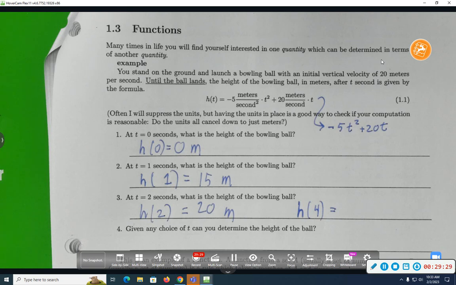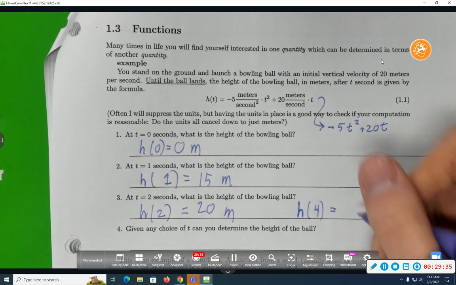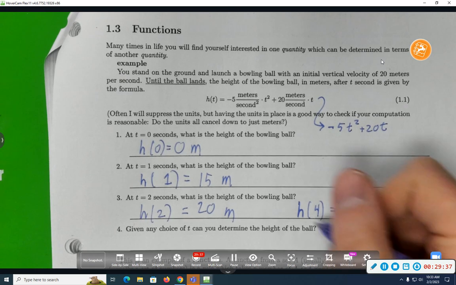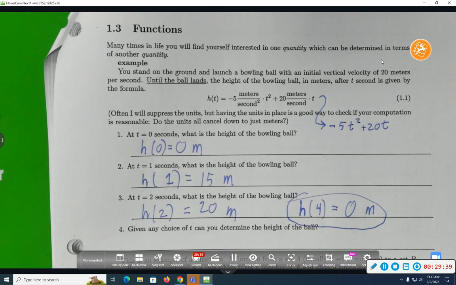I'll pause for a second, see if someone else has got it. Yeah. 0. I hear a 0? All right. Oh, neat. So you can interpret something out of this. This says that the height at time equals 4 seconds is 0 meters. What's a plain English way of saying what that means? It's back on the ground. The ball has just landed.